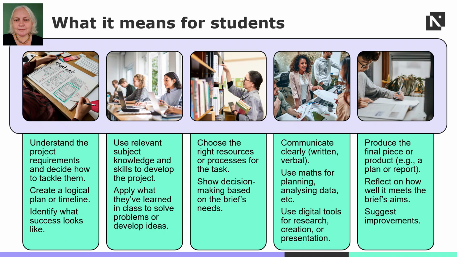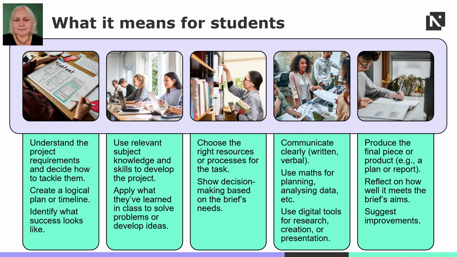So let's take a moment to think about what these objectives actually mean for the students. We'll start with AO1, which is the left-hand column here. Students need to be able to plan their approach to meeting a project brief. This means they need to understand the project requirements and how to tackle them. They need to be able to create a logical plan or timeline and identify what success is going to look like. In terms of how you as a teacher could help, you could provide some scaffolds for planning, for example, Gantt charts or to-do lists, and model how to interpret a project brief.